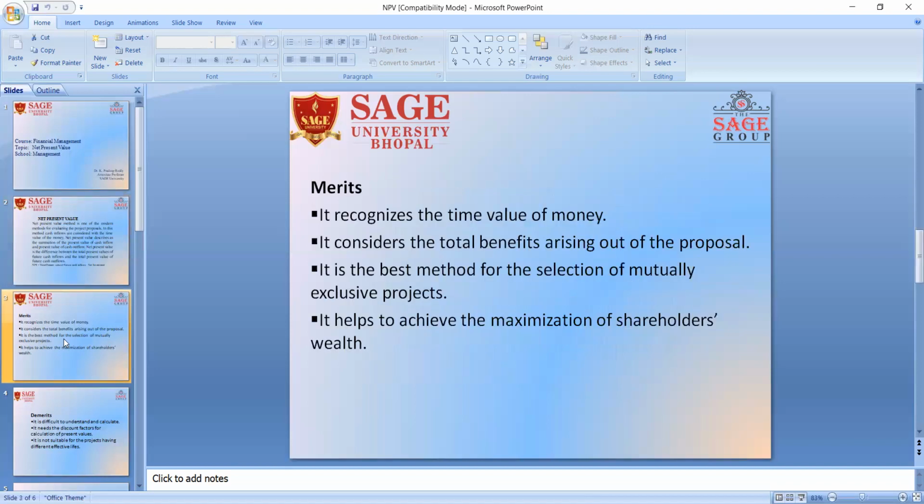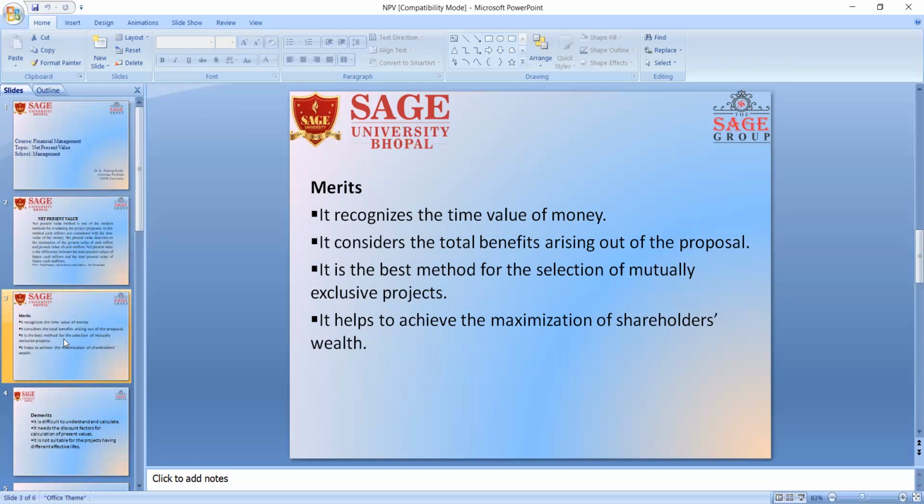If we look into the merits, it recognizes the time value of money. Why does it recognize the time value of money? Because of how much we will be getting in the future, that is, the future value of money. In net present value, a person with an interest always wants to know what he will be receiving and what he expects. So net present value gives a clear picture of the time value of money, as everyone wants money, and it considers the total benefits arising out of the proposal.